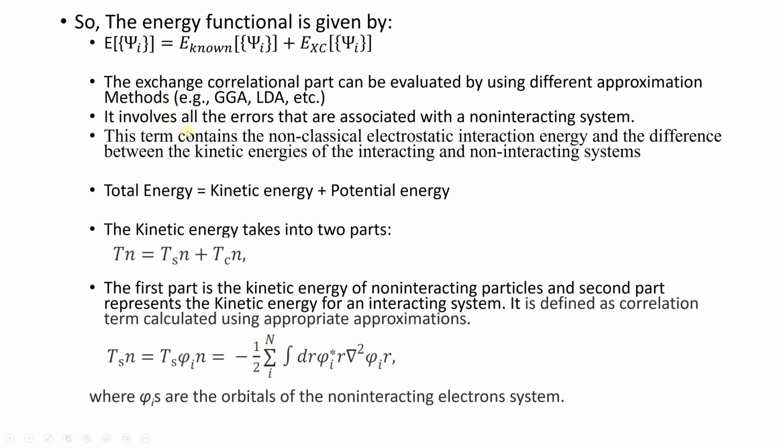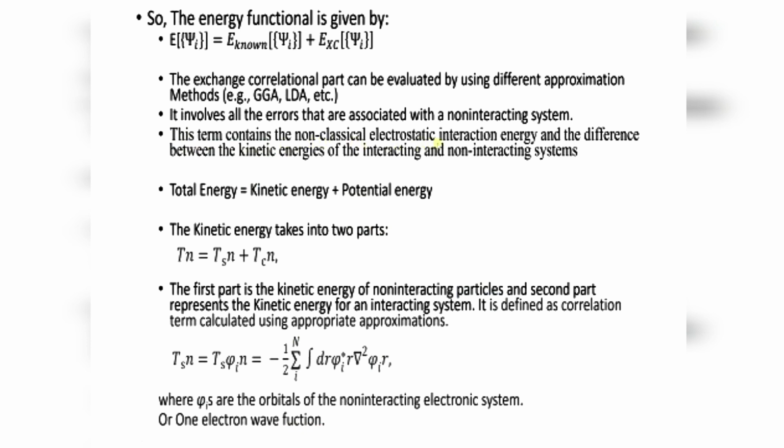Well, it involves all the errors that are associated with a non-interacting system. Because as you already know, we are considering a non-interacting system, and when we have neglected all types of interaction between the particles, then there should be some error. This exchange correlation part takes care of all these errors. This term contains the non-classical electrostatic interaction energy and the difference between the kinetic energies of the interacting and non-interacting system. So this term takes care of all the errors associated with the non-interacting system, just as I told you before.